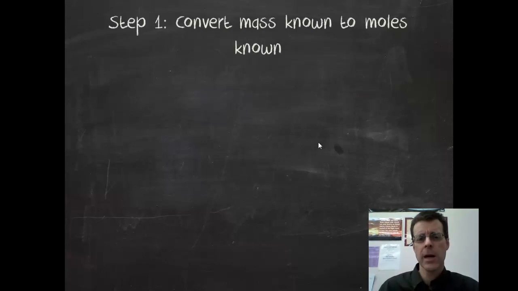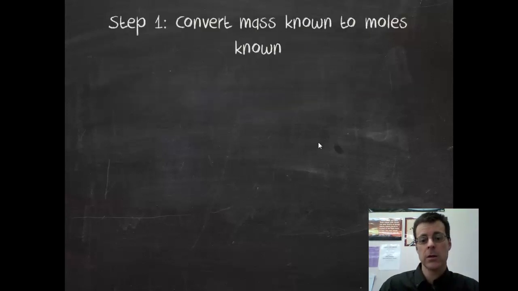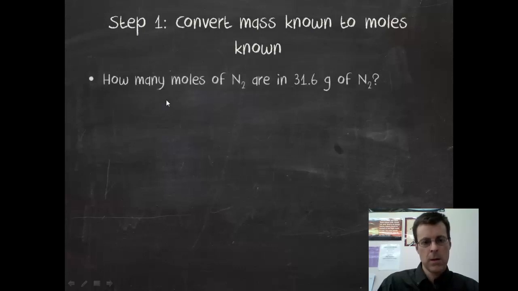Our first step is convert the mass that you know, which was 31.6 grams of nitrogen. Convert that mass that you know into moles. Oh, how do I do that? Well, that is our triangle. Mass on top, number of moles, molar mass. So we already know how to do that. Okay. So in this question, it becomes how many moles of nitrogen are in 31.6 grams.